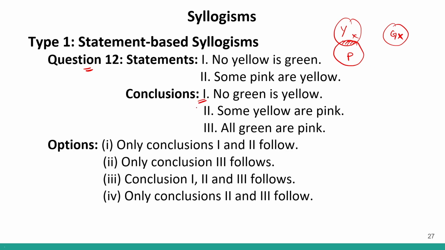Conclusion number 1. No green is yellow. Obviously, they are not overlapping. So this is a true conclusion. Conclusion 2, some yellow are pink. Again, I can see this area. Some yellow are definitely pink. So this is also true. Conclusion 3 says all green are pink. Again, this is a possibility. This may or may not be true. So this is false.